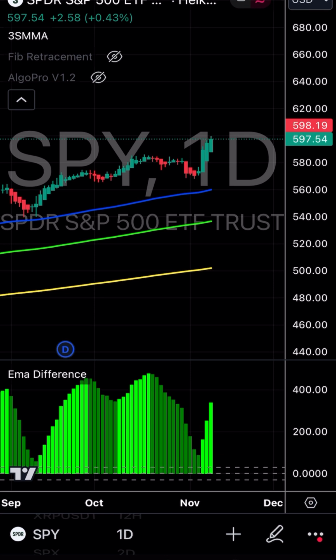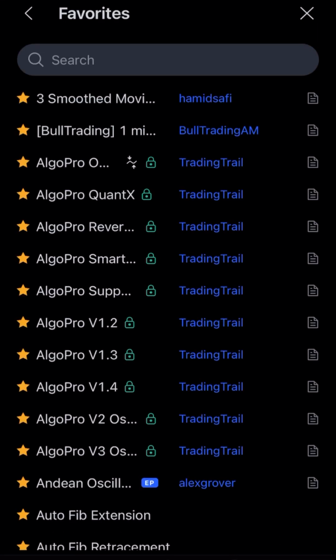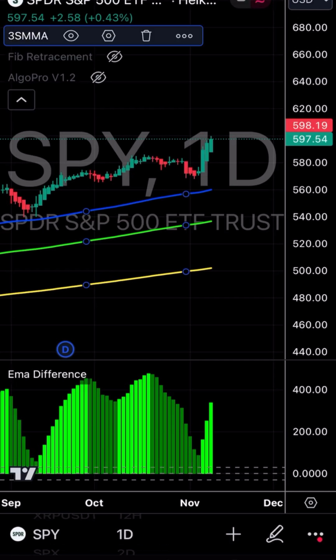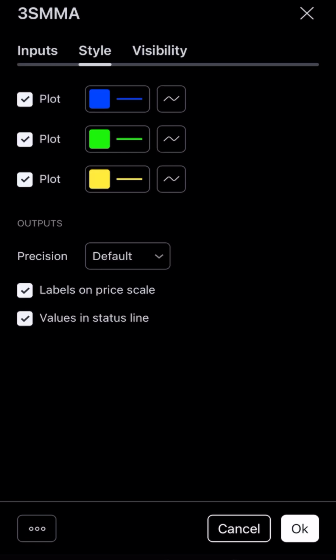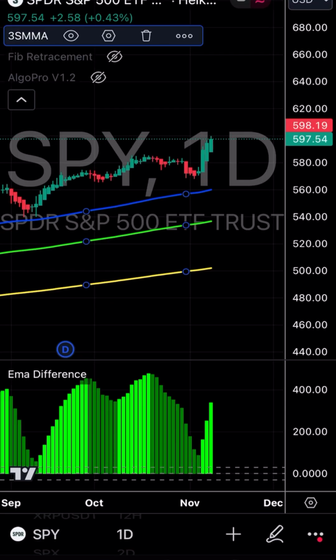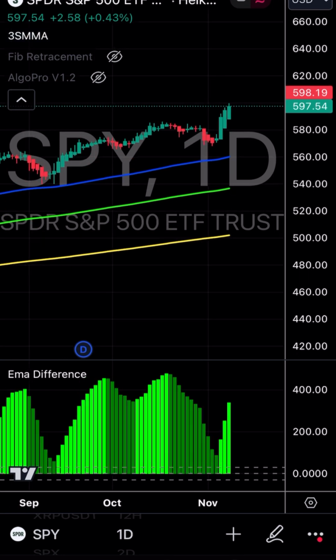Okay, so to set the strategy up, you're going to need two indicators. You're going to need your 3 smooth moving averages. So go to 3 smooth moving averages, and change your settings to 50, 100, and 200, and make sure the colors are all bright and stand out. And we want to be focusing on a stock, and you want to be focusing on a longer time frame. We'll be looking at the day chart of SPY or SPX.